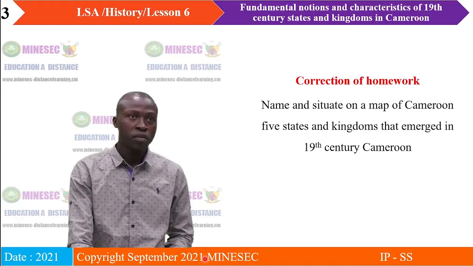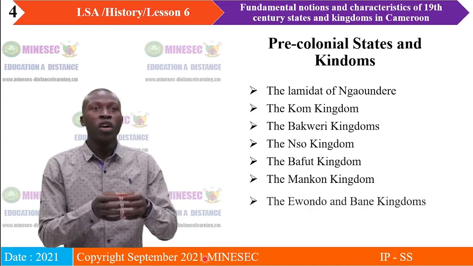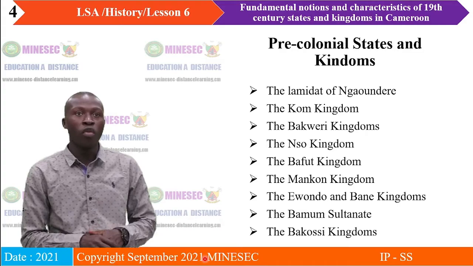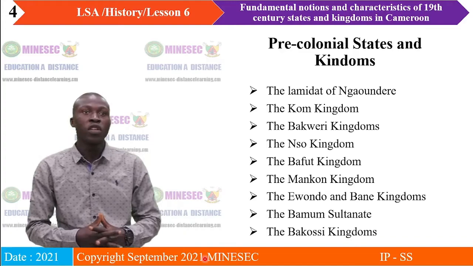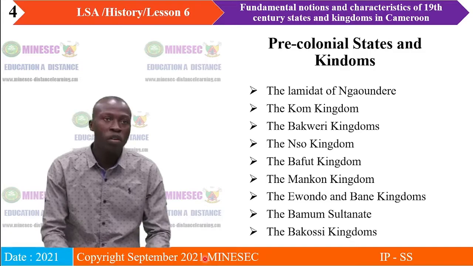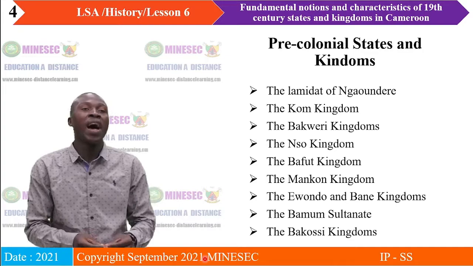I hope we all did our homework. So some of these pre-colonial states and kingdoms that emerged as a result of pre-colonial migrations in Cameroon included the Lamida, which are found in the northern part of Cameroon, like Ngaoundéré, the Kom Kingdom, the Bakwere Kingdoms, the Nso Kingdom, the Bafut Kingdom, the Mankon Kingdom, the Ewondo and the Bane Kingdoms, the Bamum Sultanate, and the Bakosi Kingdoms. These are examples of states and kingdoms which emerged in pre-colonial Cameroon as a result of population movements.